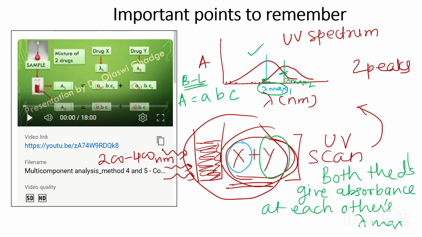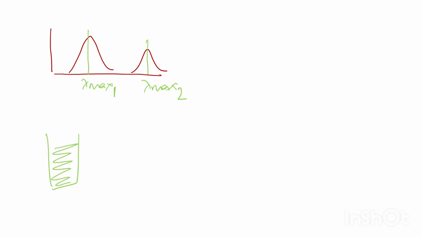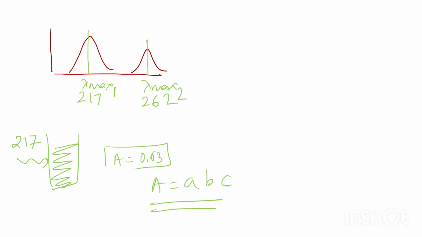If I got a spectrum where the lambda maxes are quite far from each other, this is the lambda max of the first drug, this is the lambda max of the second drug, then what would have happened? For this mixture, suppose this is 217 and suppose this is 262, I would take the absorbance at 217. Whatever absorbance value I have got here, suppose this value is maybe 63, that value I would have added in this equation and I would have got the concentration of this particular drug.